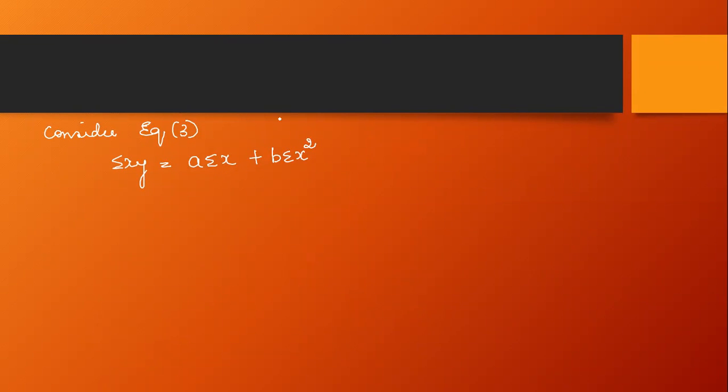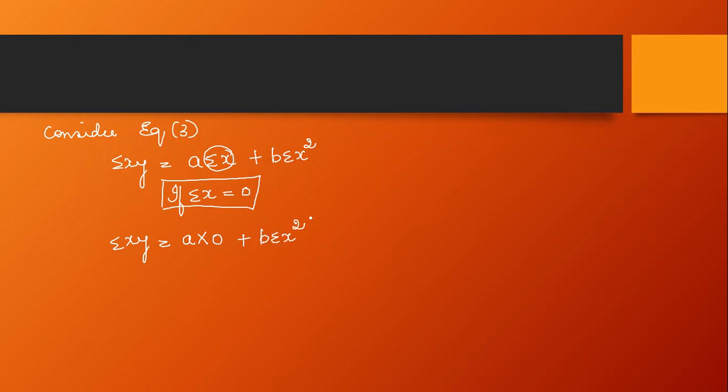Now, again you have to consider the same thing. If summation x is equal to 0. This will not change, it remains the same. If summation x is equal to 0, now in place of summation x, you have to put 0. That means summation xy is equal to A summation x, that means it is into 0, plus B summation x square. Are you all following? Are you all trying to understand? Yes or no, students? Are you all following? Respond.